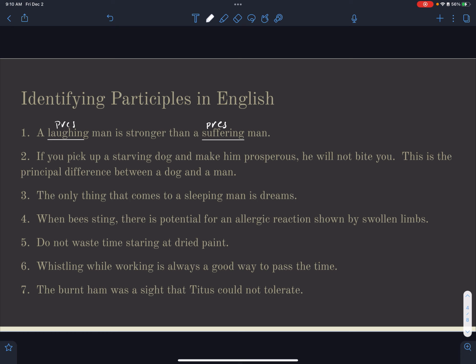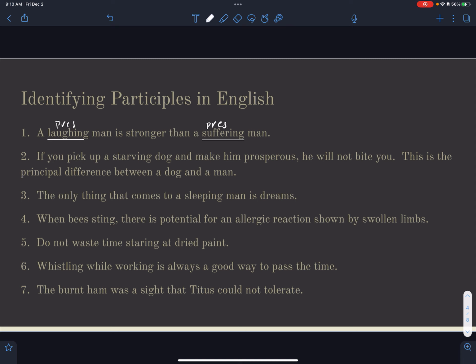Number two, a biting statement from Mark Twain for you. Oh, I like this one. I like this one too. Jalissa, can you read that for me? If you pick up a starving dog and make it prosperous, it will not bite you. This is the principal difference between a dog and a man. Bam. Biggest mic drop. Just food for thought.